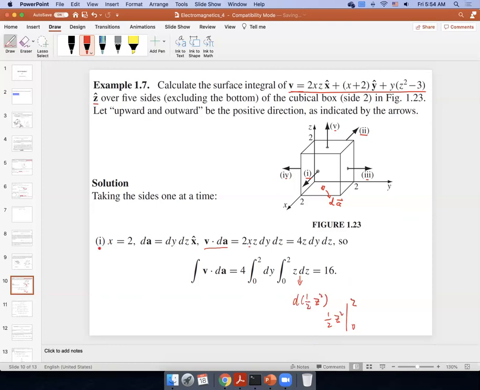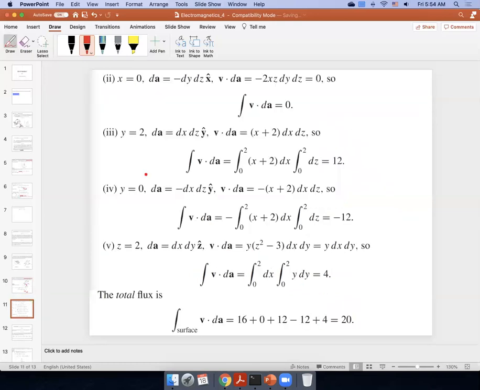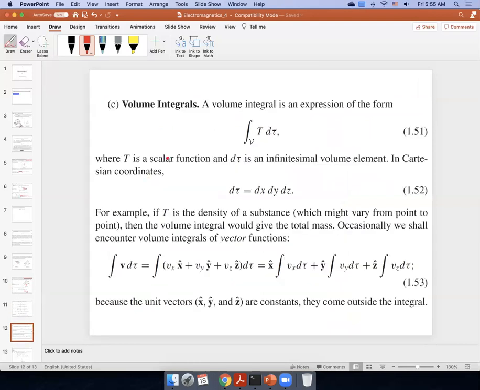So this is just one surface, I. You can do a similar thing for the second surface, third surface, the fourth, and the fifth. So the answers are shown here, but you can do it by yourself. And then if you want to calculate the total flux, or the total surface integral of the 5 surfaces, you just add them all. You will get the result to be 20. Okay, so that's the surface integral.